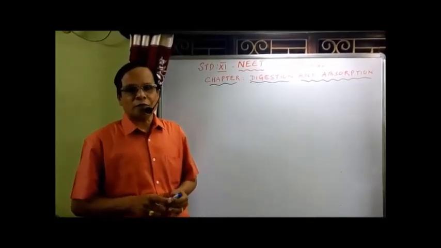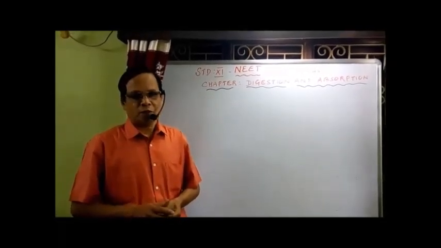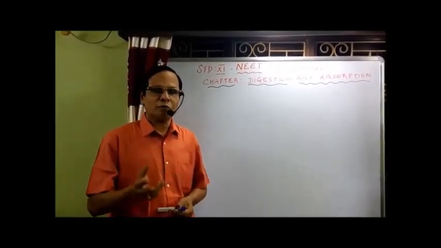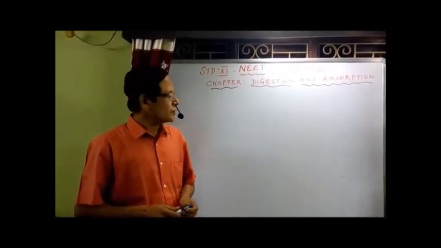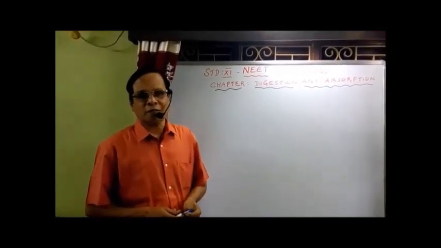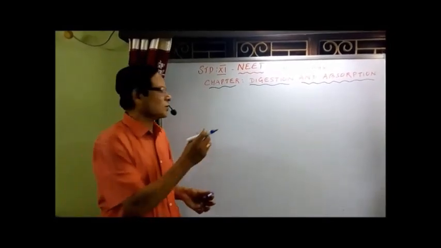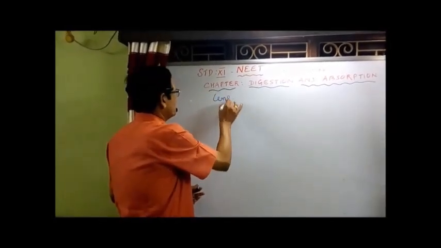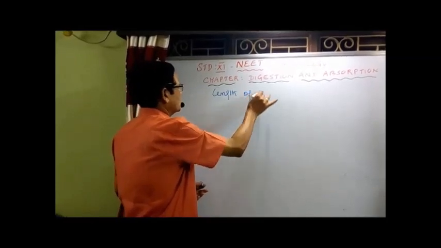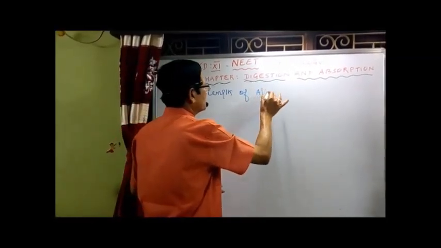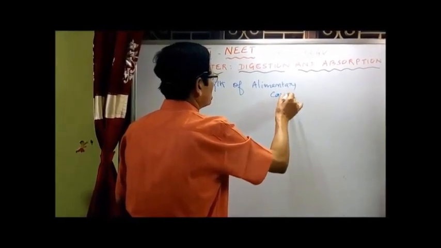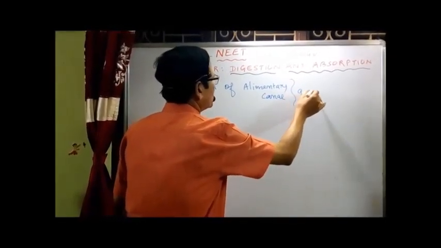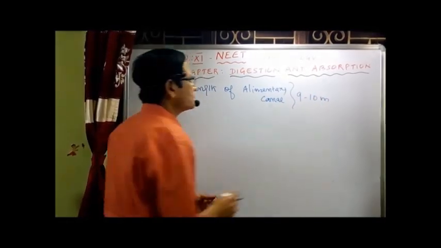Now I start with the length of the alimentary canal. You know the digestive system is formed of two components: one is the alimentary canal and the other is the digestive glands. The first one, the statistical data about the length of the alimentary canal: it is about 9 to 10 meters long.